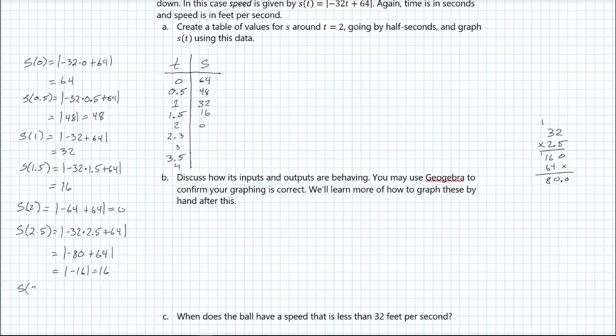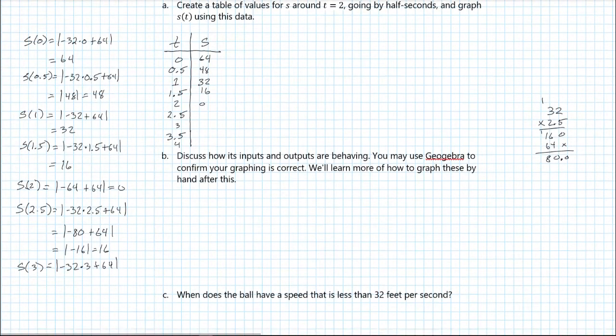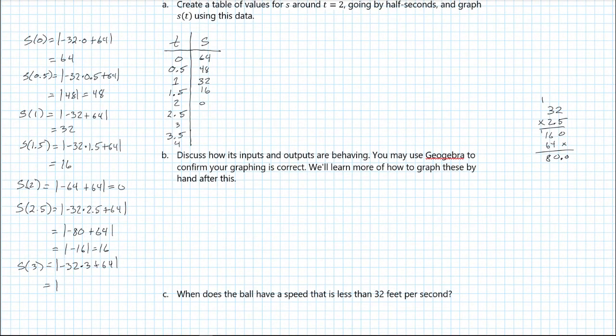I'll do one more. S of 3 is going to equal negative 32 times 3 plus 64. Negative 32 times 3 is negative 96 plus 64. It's going to be the absolute value of negative 32, which equals positive 32, and we can start seeing that pattern.